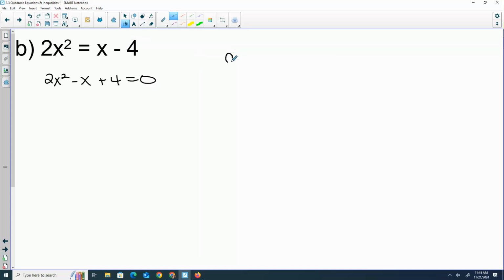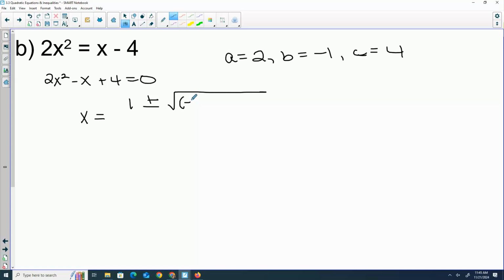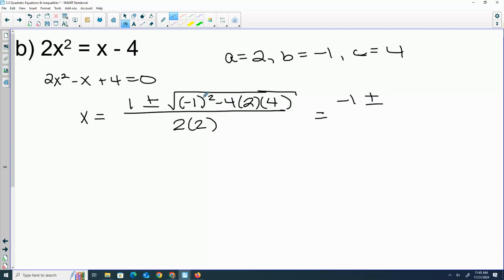So if I do it this way, my a would be 2. B is -1. C is 4. x equals, the opposite of b would be 1, plus or minus the square root of b squared minus 4 times a times c, all over 2a. Under my square root, I get 1 minus 32, so that's a negative 31.